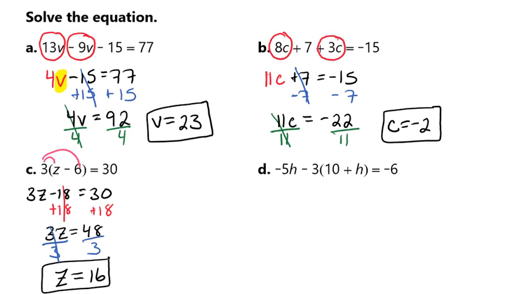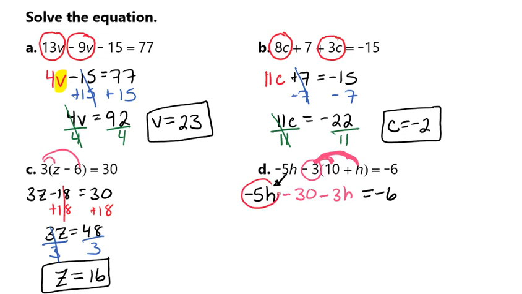Now this next example, we're going to have to distribute and combine like terms. So when that happens, you're going to start with the distributing. So here we have a negative 3 that we're going to distribute. So that's going to give us negative 5h, because that's just going to come down. Then a negative 30 from our first distribution, and then negative 3h, and that's going to be from our second, equals negative 6.